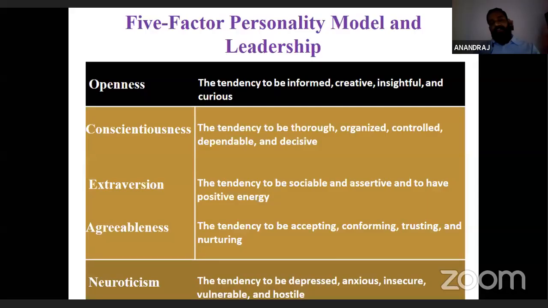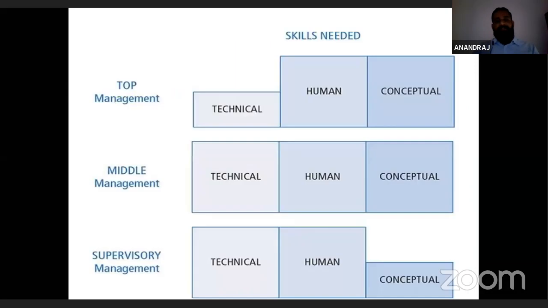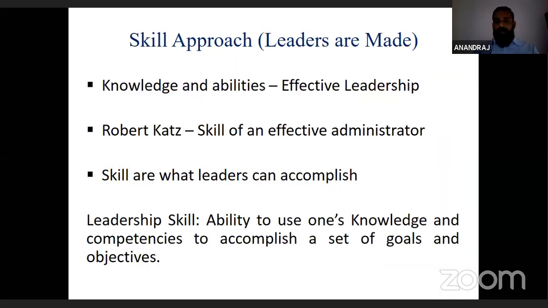Let's move on to the next approach, called the skill approach. I'll just rush through it. The skill approach is a different approach, where leaders are made. We've seen that leaders are born, and the qualities or traits people have by birth. But here leaders are made: it is about how people acquire knowledge, and the abilities the leader has, which give effective leadership.